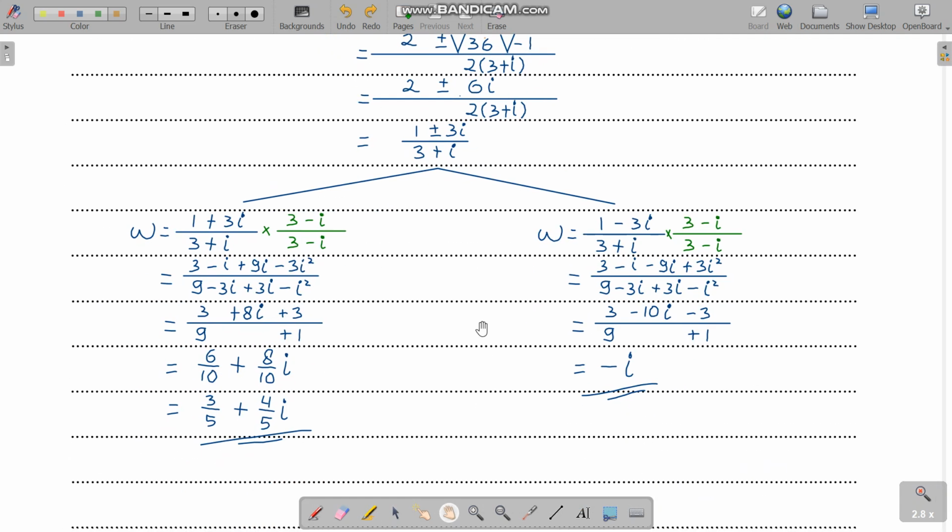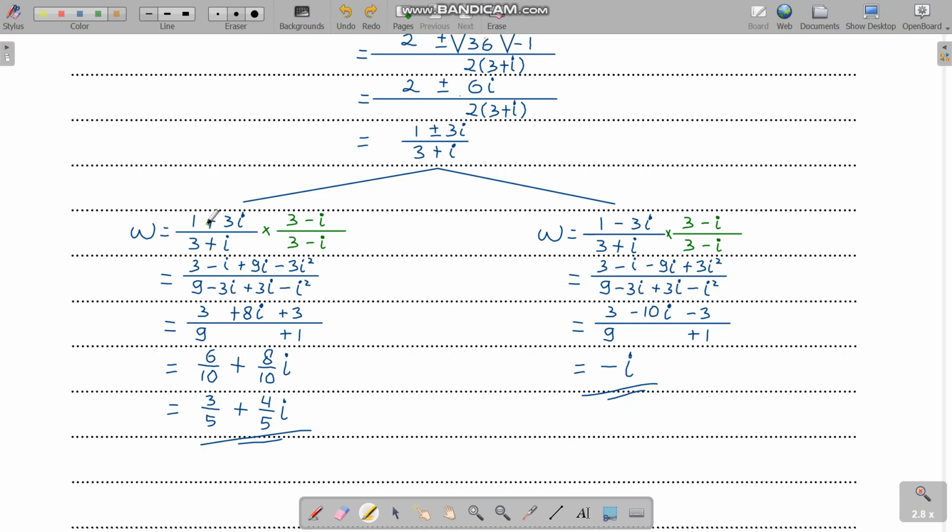So this means we have two possibilities. If we use the plus, we have (1 + 3i) all over 3 + i, and (1 − 3i) all over 3 + i. To simplify, or to make the denominator without i, we multiply by the complex conjugate. If this is 3 + i, we have to use 3 − i. So almost exactly the same, but instead of plus we use minus. If this is minus, we use plus.